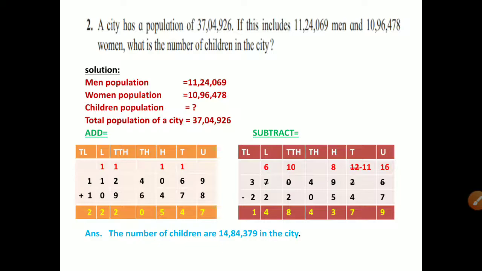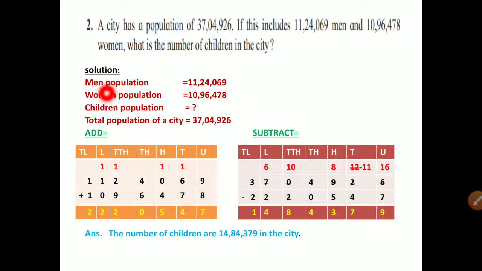Question number 2. A city has a population of 37,04,926. If this includes 11,24,069 men and 10,96,478 women, what is the number of children in the city? In this question, the total population of a city is given, the population of men is given, the population of women is given. We need to find out the population of children, the number of children in the city.